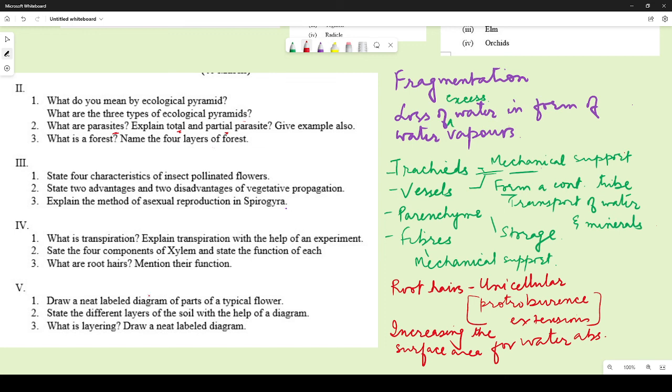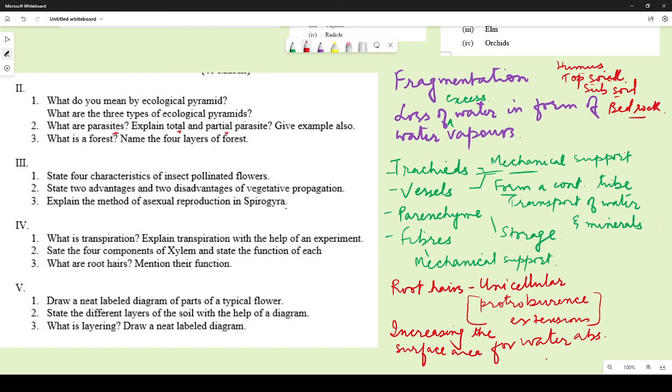Now over here, draw a neat labeled diagram of part of a typical flower. You can do that. The 4 whorls you need to show. State the different layers of soil with the help of a diagram. So you have already done that, and the different layers of soil are humus. Then after humus you have the topsoil. After topsoil you have the subsoil and the bedrock, right? So these are the 4 layers of the soil.